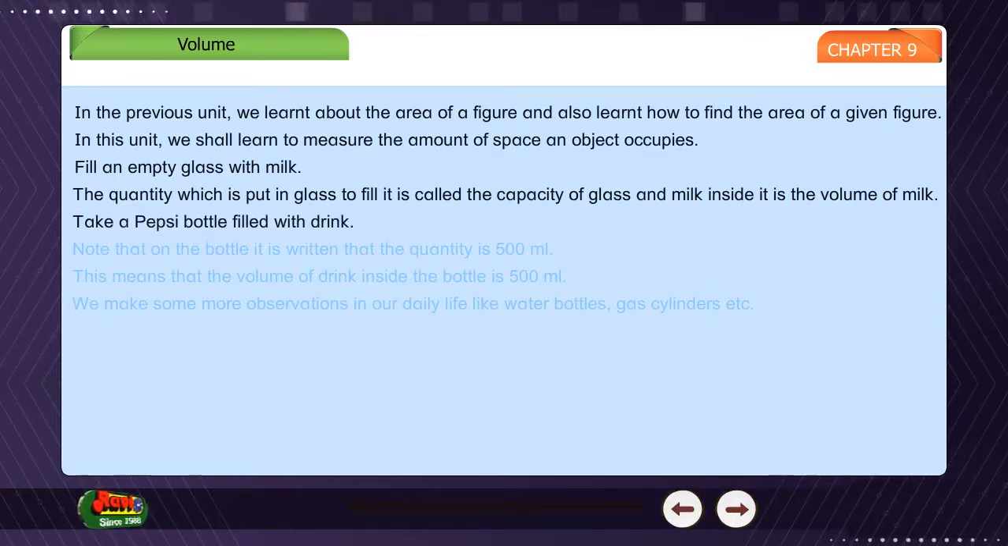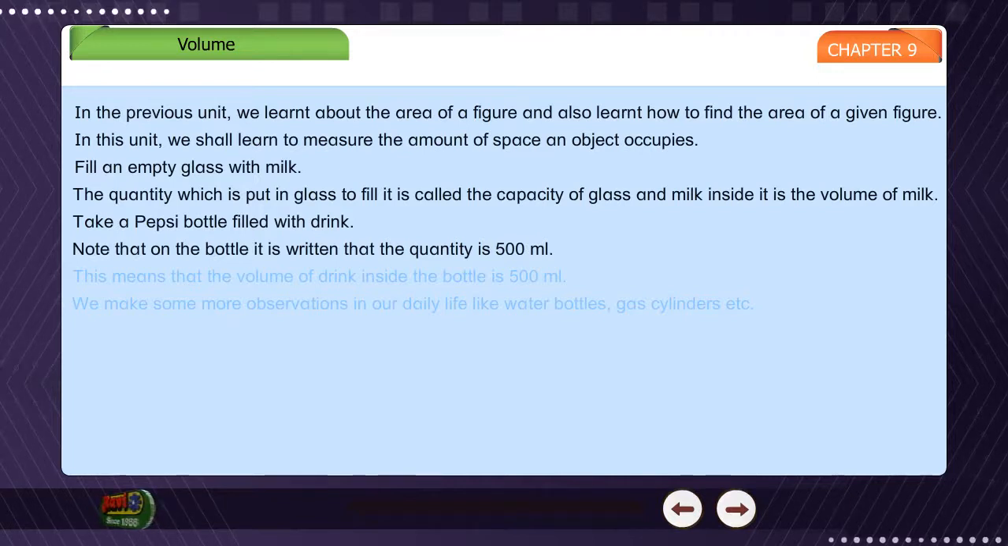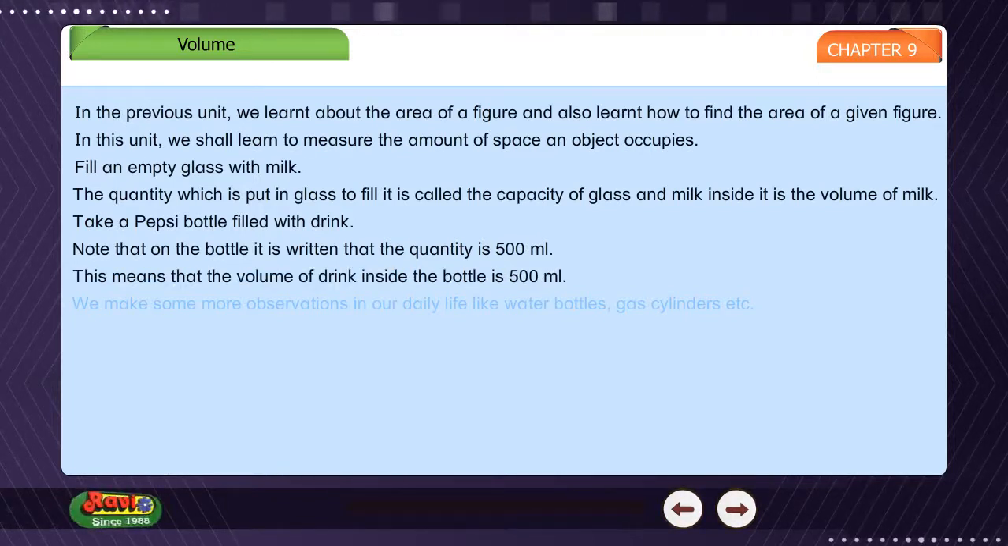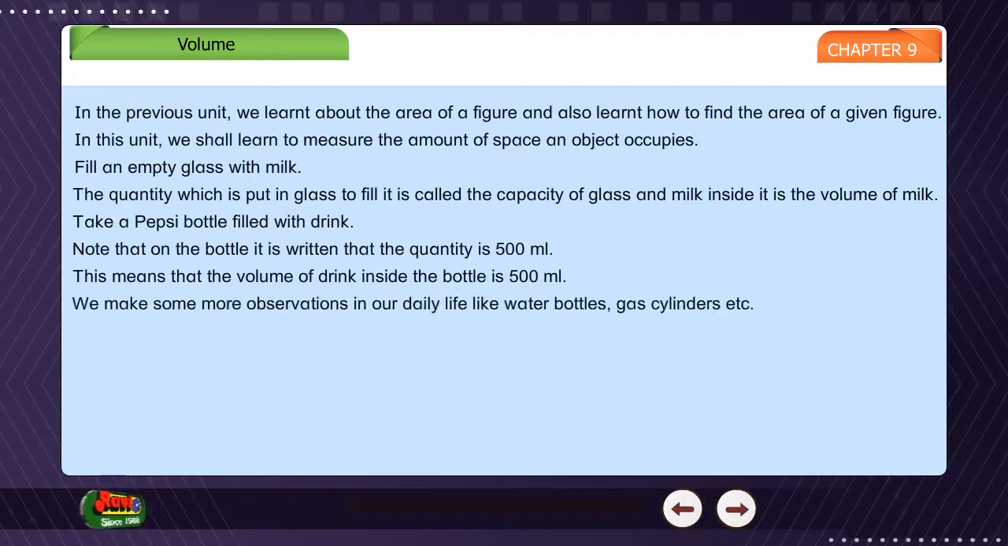Take a Pepsi bottle filled with drink. Note that on the bottle it is written that the quantity is 500 ml. This means that the volume of drink inside the bottle is 500 ml. We make some more observations in our daily life, like water bottles, gas cylinders, etc.